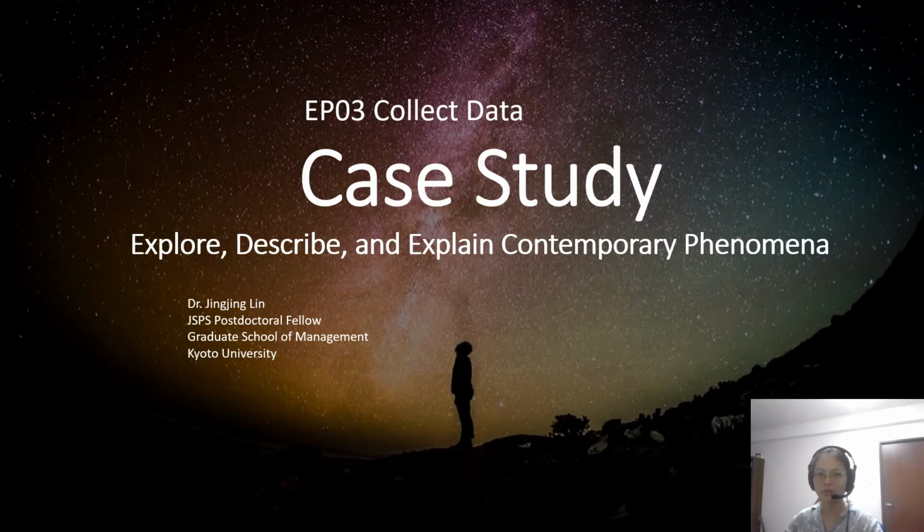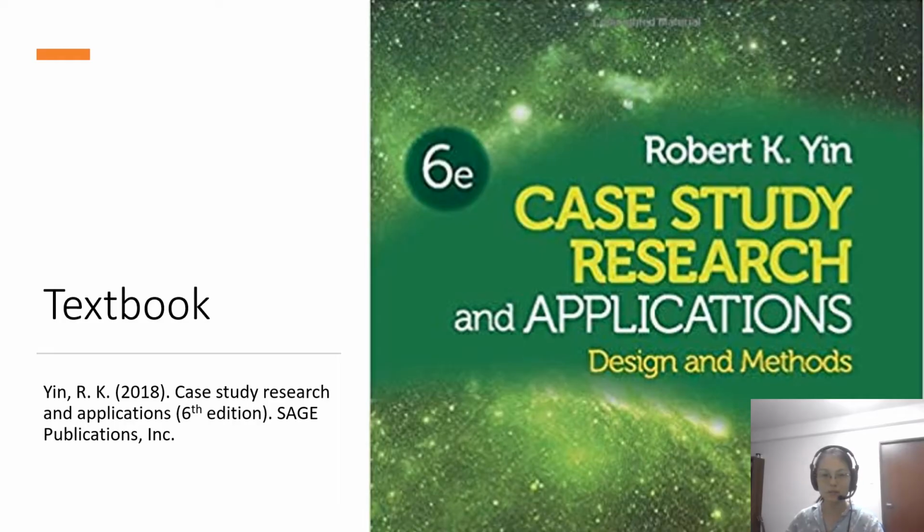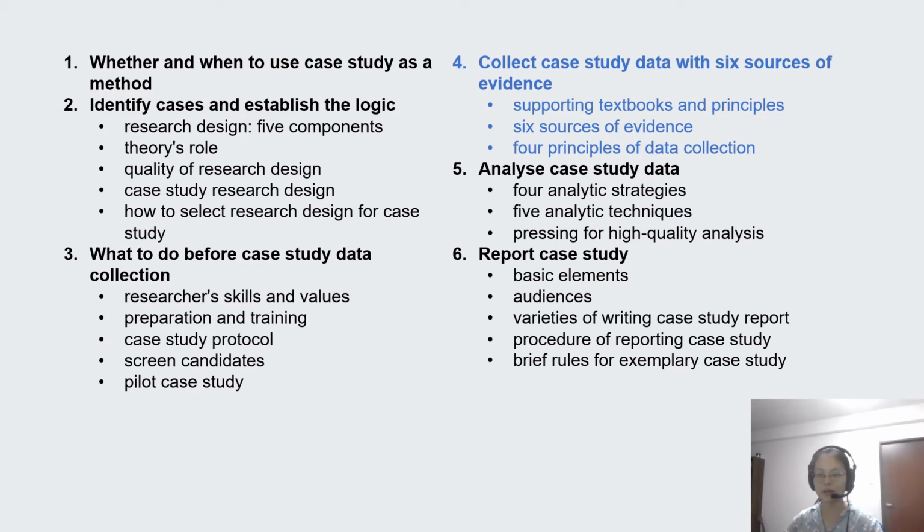I am Jingjing Lin. Again, today I am presenting the third episode of Case Study as a Research Approach. This presentation is based on the content of textbooks written by Robert K. Yin. And today we are going to present the fourth chapter of the book, mainly talking about how to collect case study data with 6 sources of evidence.